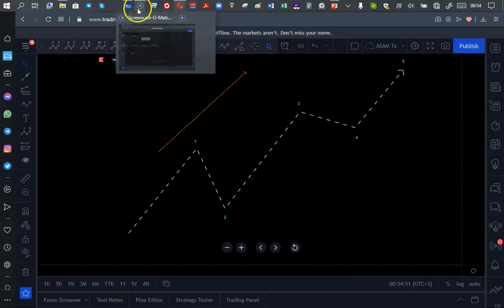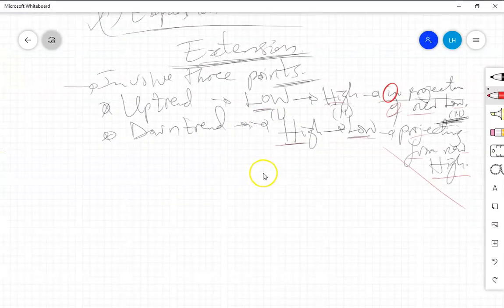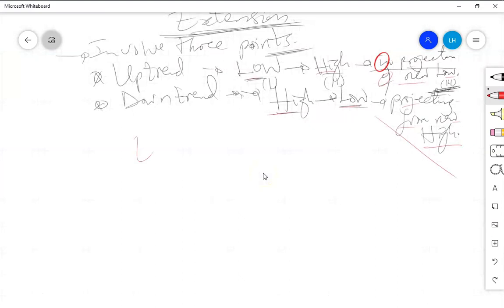The last thing here is expansion. This is very simple. Expansion now. I'm using red ink, and there's no problem with the color of the ink. Now expansion is different from extension. Expansion mainly involves only two key points. So this needs only 2 points.